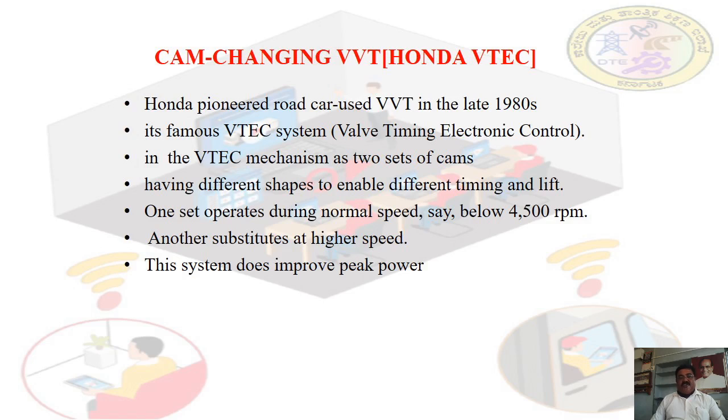In the valve timing electronic control mechanism, there are two sets of cams having different shapes to enable different timings and lift at frequent intervals. One set operates during normal speed, say below 1500 rpm, and another one operates above 4000 rpm.